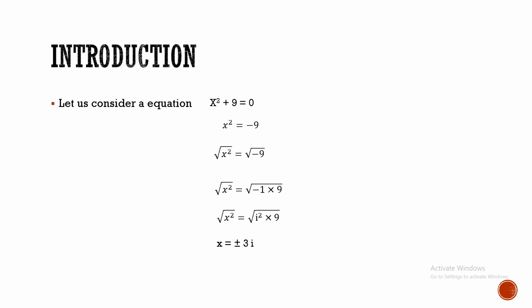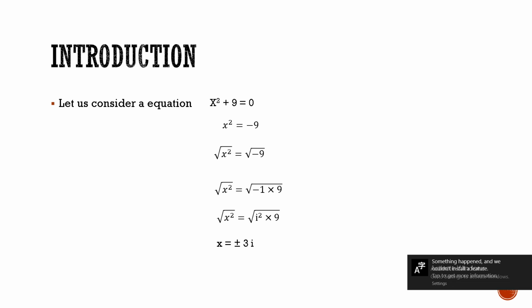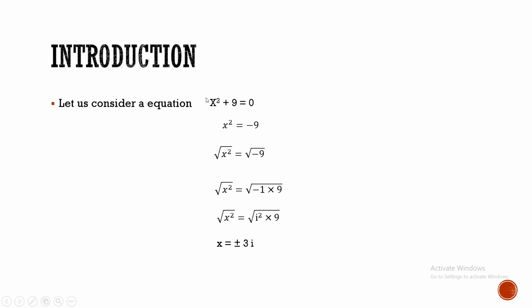So here we are not simply using the real numbers. We are imagining something, that is minus 1 is imagined as i square, and we are getting this solution. So these type of numbers are called complex numbers.